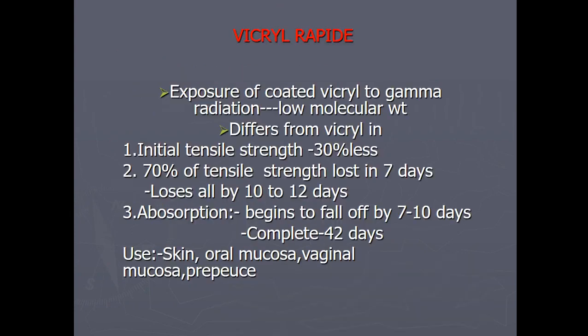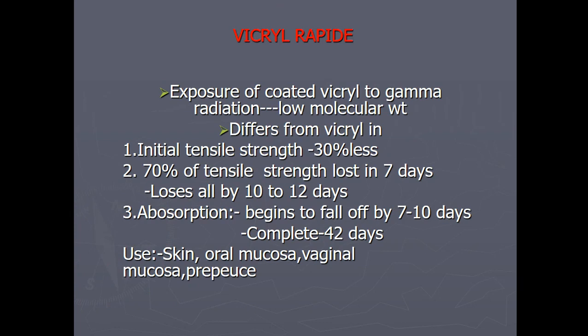Another one is the uncoated one, Vicryl Rapide. It is white, not violet in color. It is white because it is not coated, and it is exposed to gamma radiation, so it has a low molecular weight. It differs from the polyglactin.